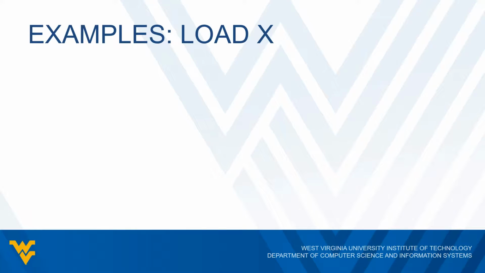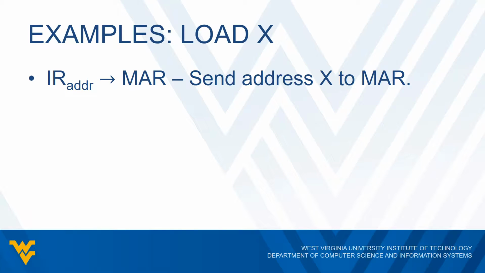The first example is the load X instruction, which means that we're going to load register R with the current contents of memory cell X. So the first step is that we're going to send the address X, and this address is currently stored in one of the address fields of the instruction register. That's why we have the IR with the ADDR address as a subscript. So we're going to send that address to the MAR.